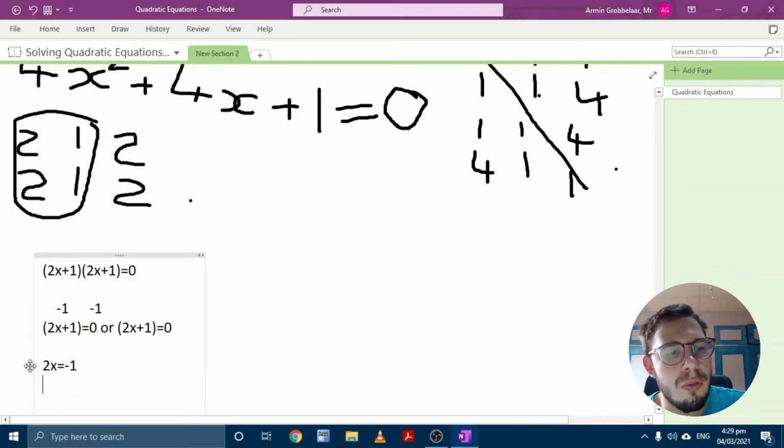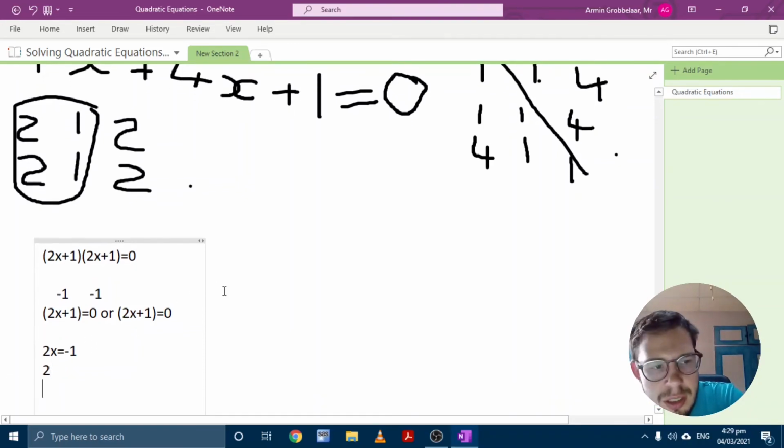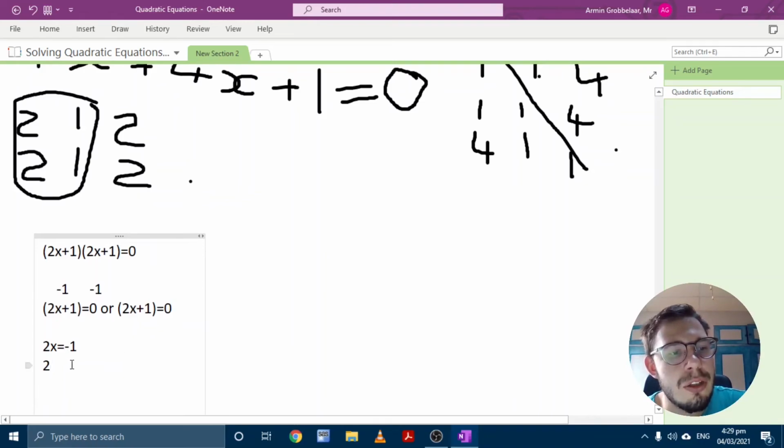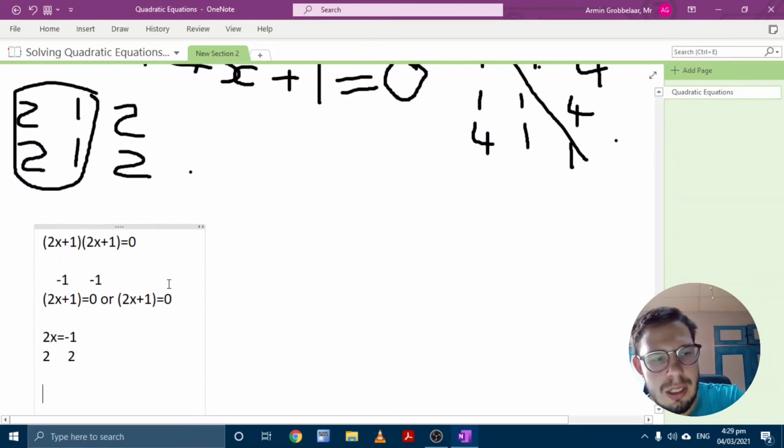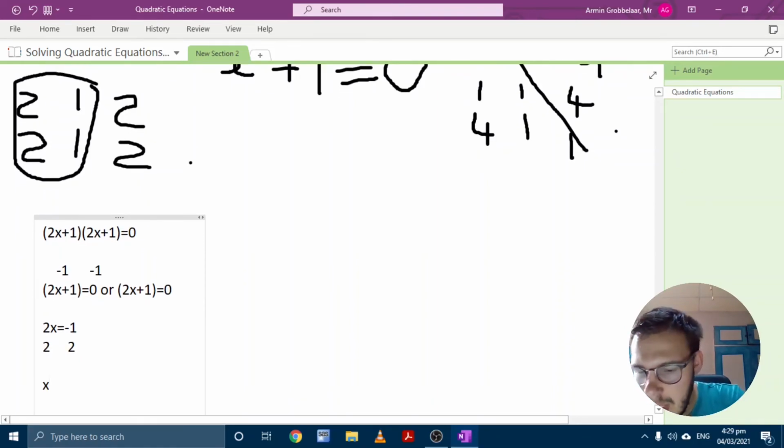Now to get rid of the 2 in front of the x, I divide by 2, because 2x divided by 2 is just x. But because I divided by 2 on the left hand side, I also have to divide by 2 on the right hand side. So I'm left with x is equal to minus 1 divided by 2.